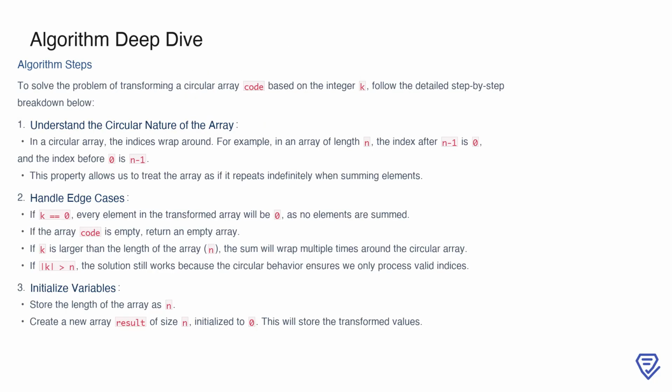To solve the problem of transforming a circular array based on the integer k, it's important to first understand the circular nature of the array.